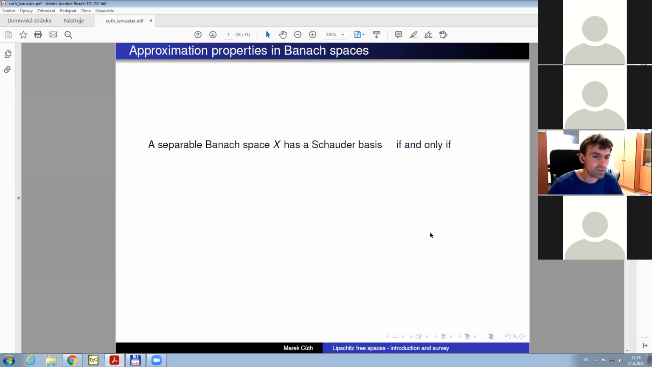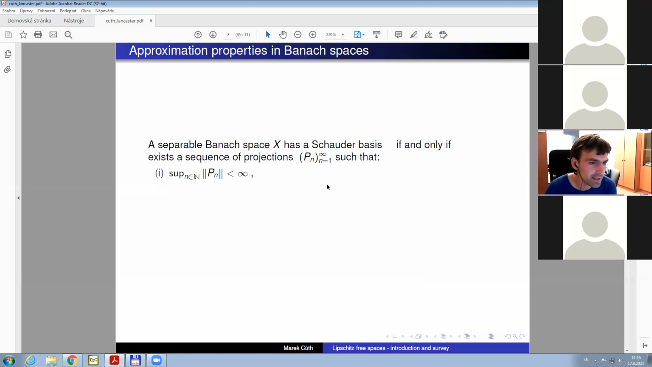So from the start of the theory, people were interested in BAP and related notions. Let me now recall the definition of BAP and related notions. A separable Banach space X has a Schauder basis if and only if there exists a sequence of projections such that the projections are uniformly bounded, they are finite dimensional, and the dimension of the n-th projection is n. Here is this compatibility condition, and the ranges of the projections are dense in the space.